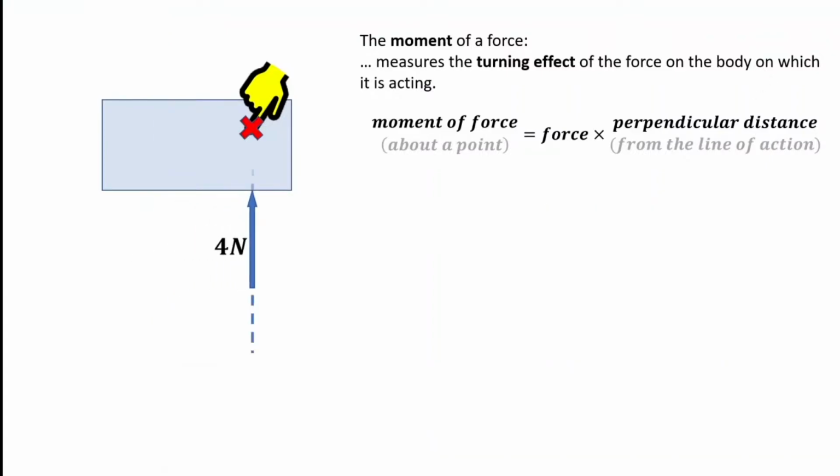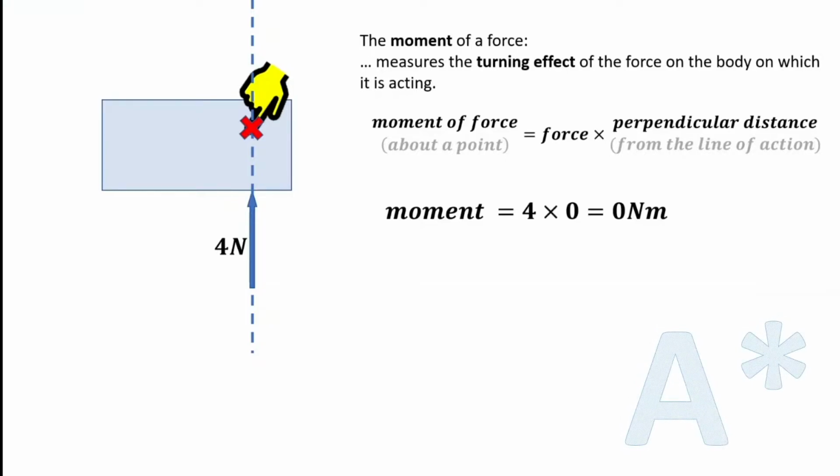How about if the line of action goes through the pivot point? Well, then technically, our force is still 4, but the perpendicular distance of the line of action from the pivot point is 0. It's right on top of that pivot point. So 4 times 0 gives us a moment of 0. There is no moment. Whenever the line of action for a force goes through the pivot point, there is no moment generated. There is no turning effect.